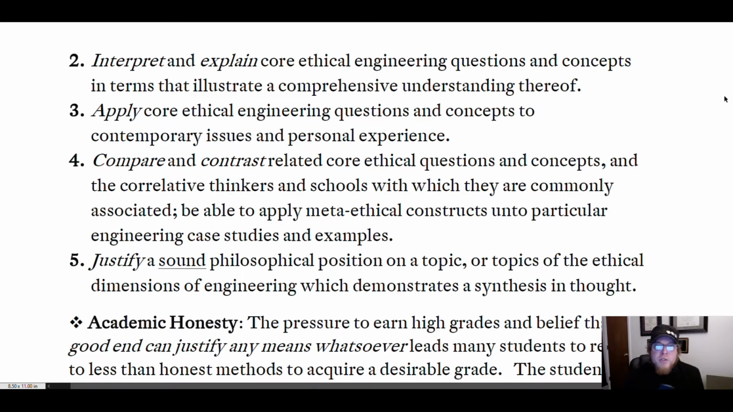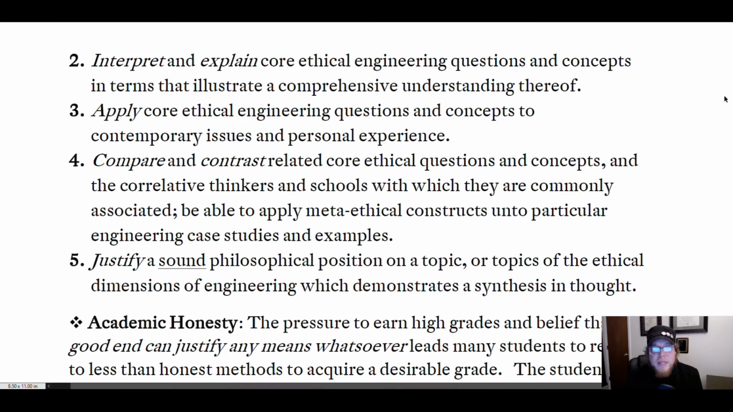4. Compare and contrast related core ethical questions and concepts and the correlates of thinkers and schools with which they are commonly associated. Be able to apply metaethical constructs unto particular engineering case studies and examples. So in the beginning of this course, we're going to look at various metaethical theories. And what I want you to be able to do is to take those theories and be able to apply them to contemporary case studies. What would a utilitarian say about this? What would a deontologist say about that? What would an Aristotelian say here?